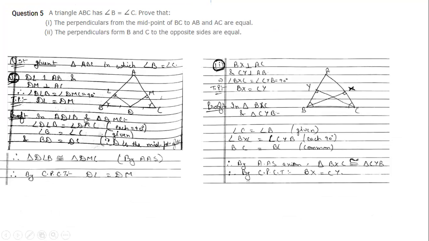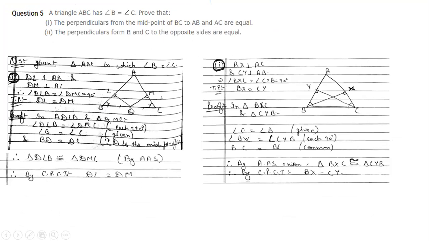Come to the fifth one. A triangle ABC has angle B equal to angle C. Now we are having a triangle ABC in which angle B is equal to angle C. First we have to prove that the perpendiculars from the midpoint of BC to AB and AC are equal.